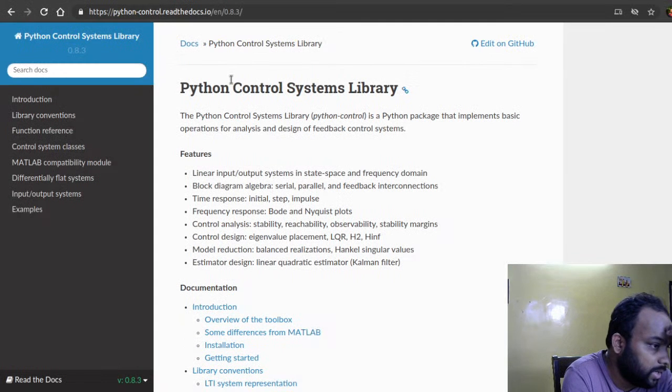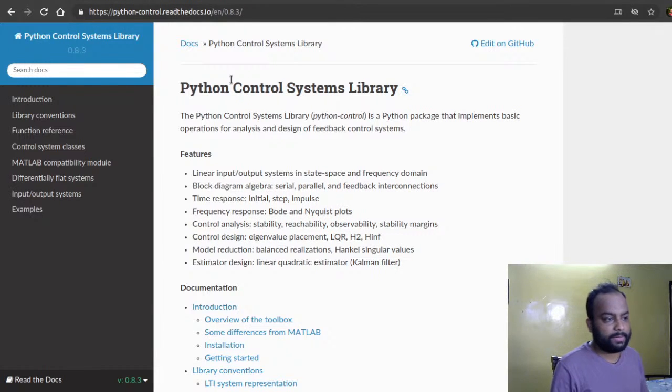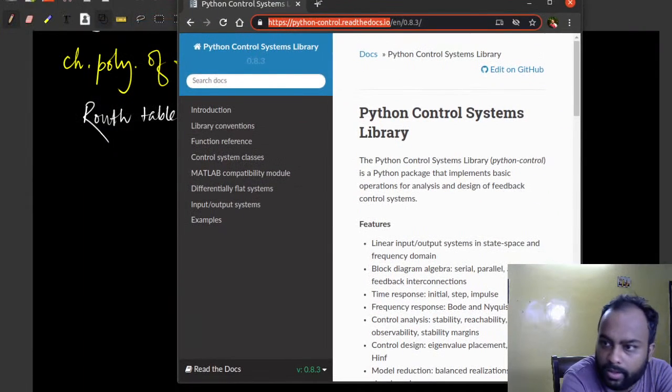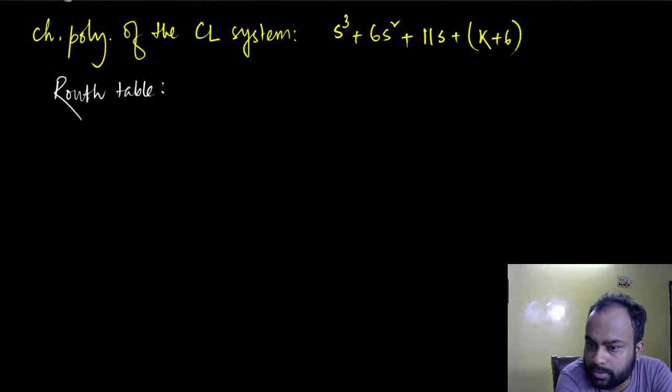Okay, this is the website for Python's control systems library. Please go to this first. There are plenty of things that you can learn here, and I'm pretty sure that your question can be answered here. And if time permits, we are definitely going to talk about PID control and everything using Python, of course.